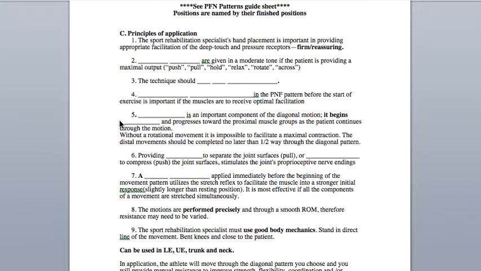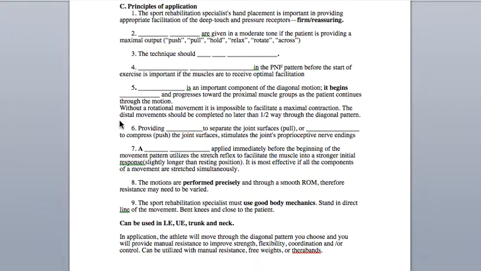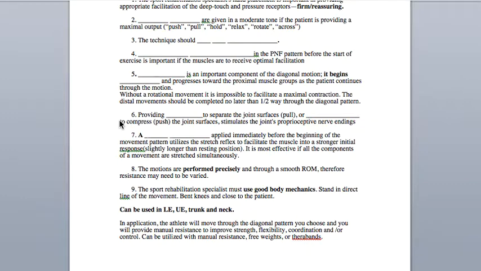Number 2, verbal cues are given. Number 3, the technique should not be painful. Number 4, proper instruction in PNF patterns before the start of the exercise is important if the muscles are able to optimally facilitate. Number 5, rotation is an important component of the diagonal motion.